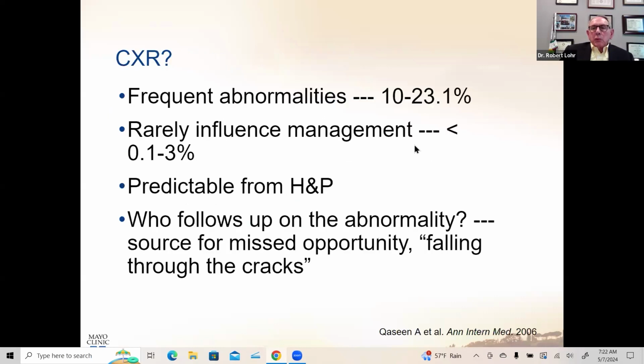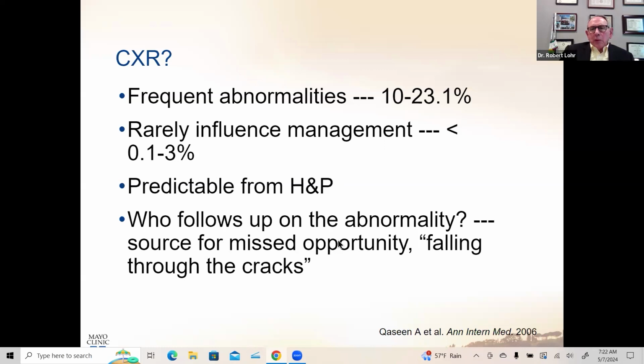What about a chest x-ray? Now, you saw the guidelines. Nobody says we should have them. If you do them, and historically we did, a lot of abnormalities were discovered, anywhere from 10 to 23% of patients had something, that they were asymptomatic, it was an incidental finding. Did it influence management? Very infrequently. Was it predictable from the H&P? Maybe.